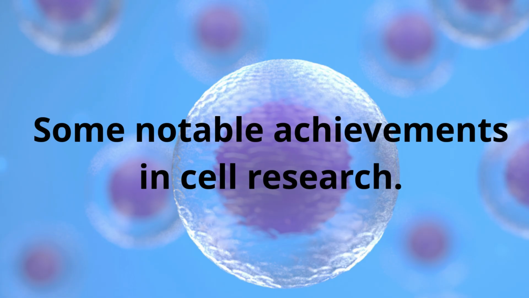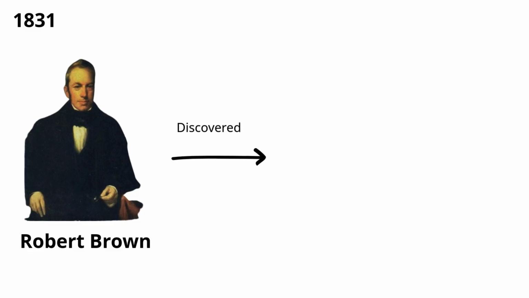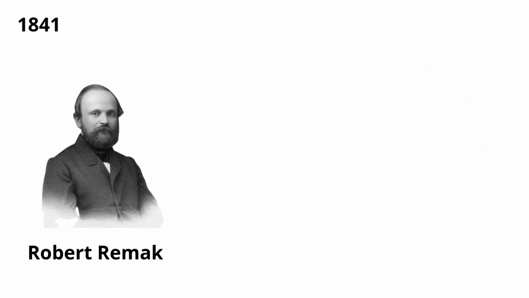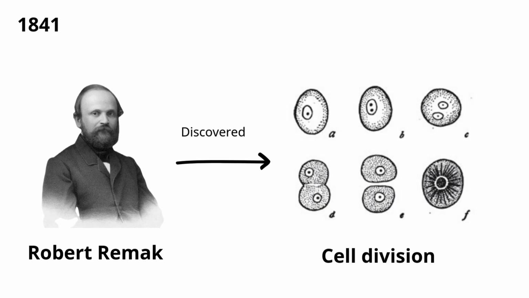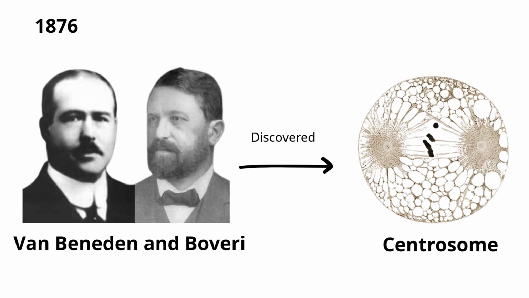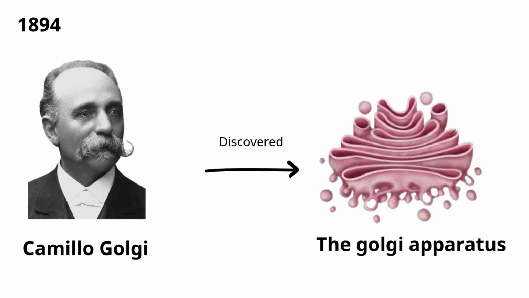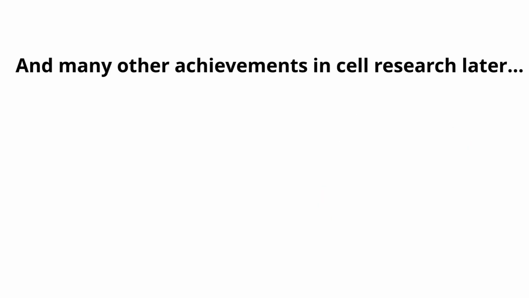Some notable achievements in cell research. In 1831, Robert Brown discovered the nucleus in plant cells. He described the cell as a mass containing a nucleus, bounded by a cell membrane. In 1841, Robert Remak discovered the phenomenon of cell division by binary fission. In 1876, Van Beneden and Boveri described cell division. In 1894, Camillo Golgi discovered the Golgi apparatus. And there were many other achievements in cell research later.